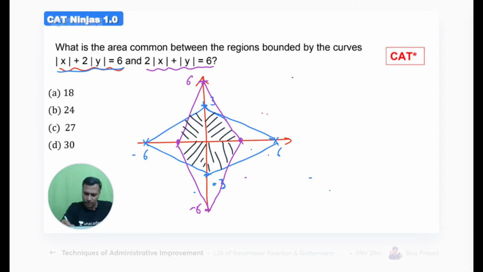Let's find only one portion of it, and then let's find the remaining portions. Let me call this point A. Let me call this point O. Let me call this point B. Let me call this particular point C. And let me call this particular point D.